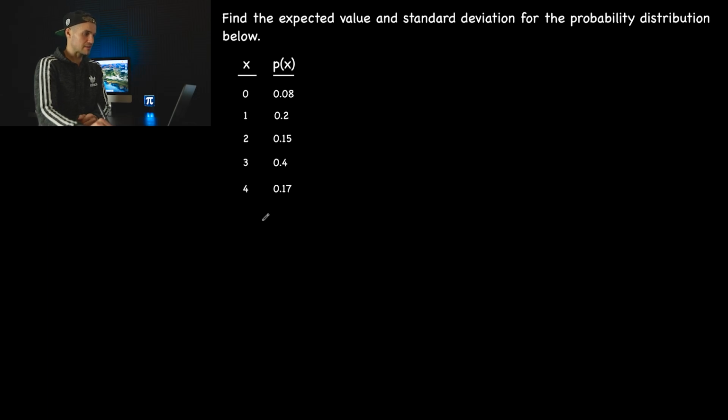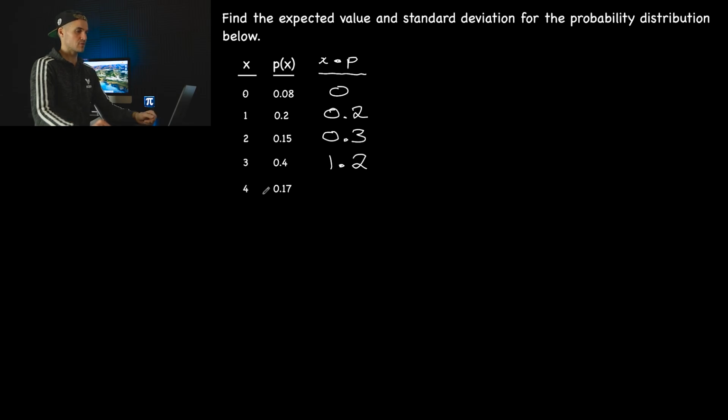So how do we find the expected value, or the average? We want to create another column where we multiply each observation times its respective probability. The observation 0 has a probability of 0.08, so multiplying these, we just get 0. 1 times 0.2 gives us 0.2. 2 times 0.15 gives us 0.3. This one gives us 1.2. And 4 times 0.17 gives us 0.68. Then we just add this up, and that's going to give us our expected value.